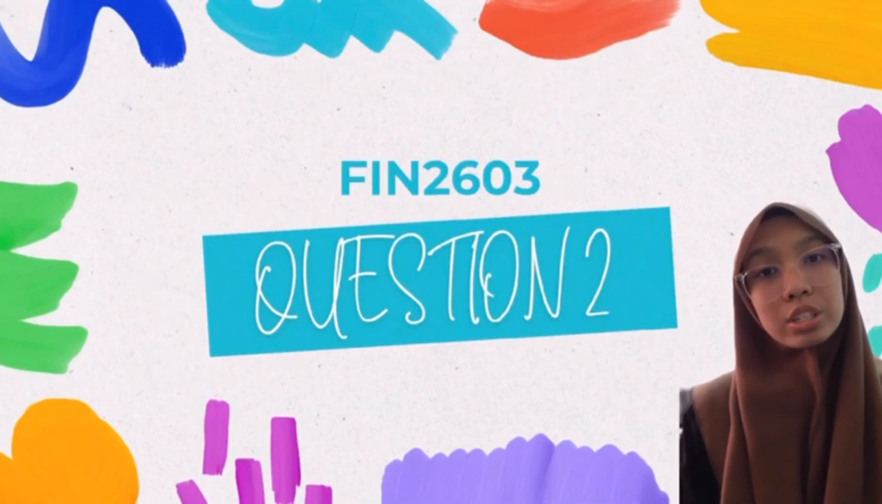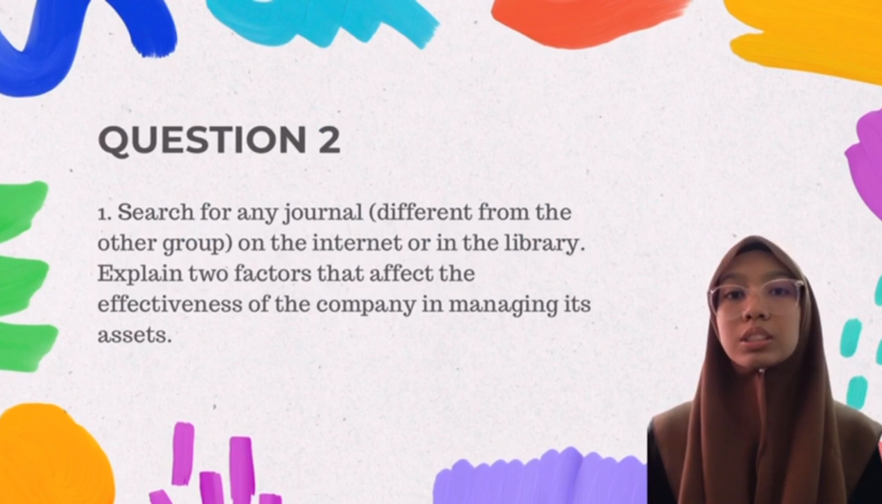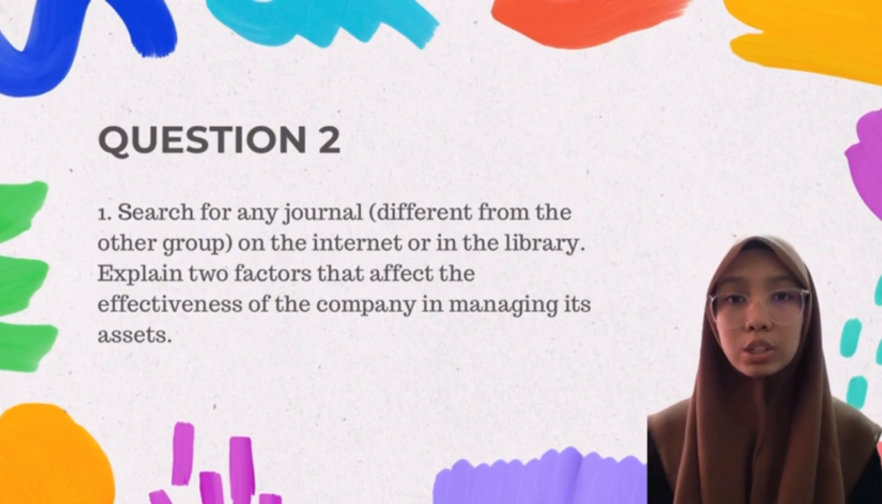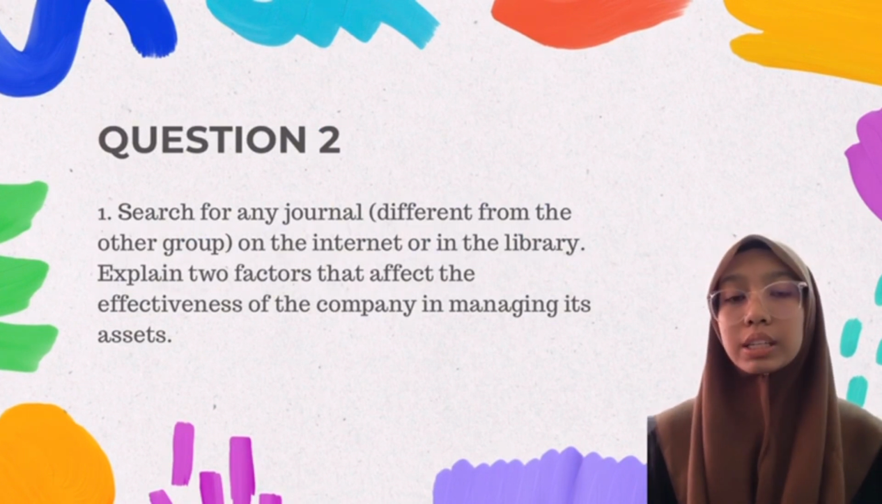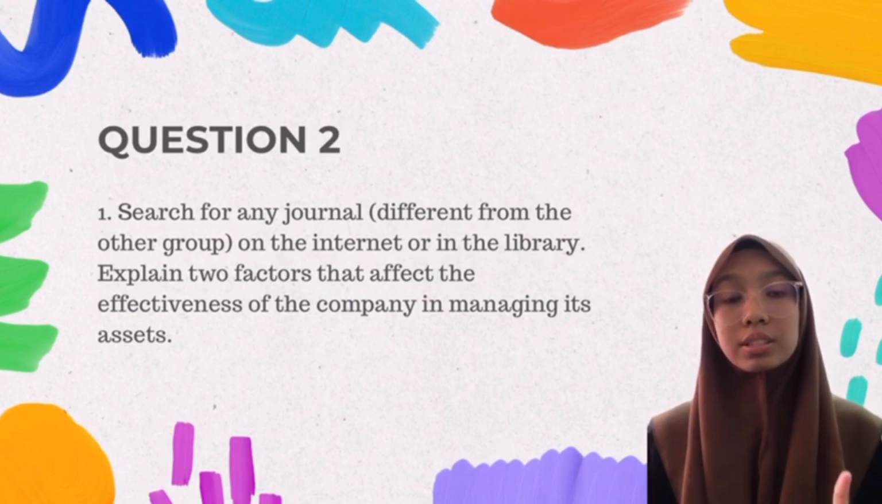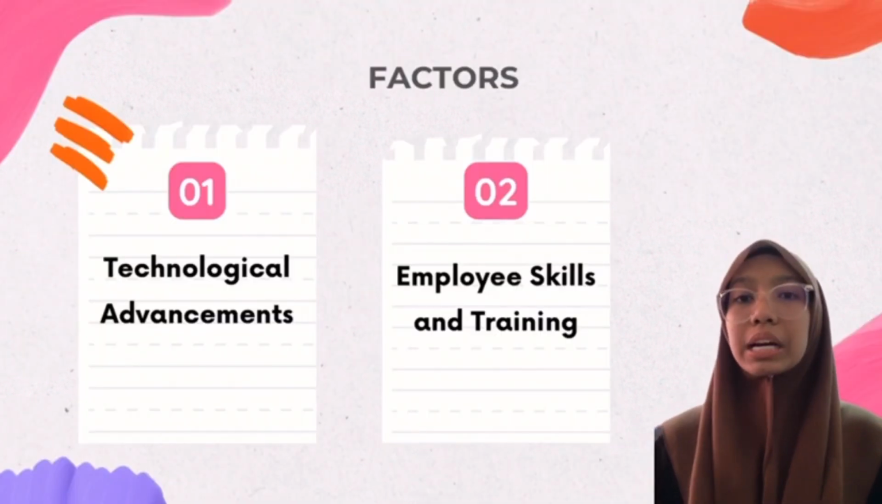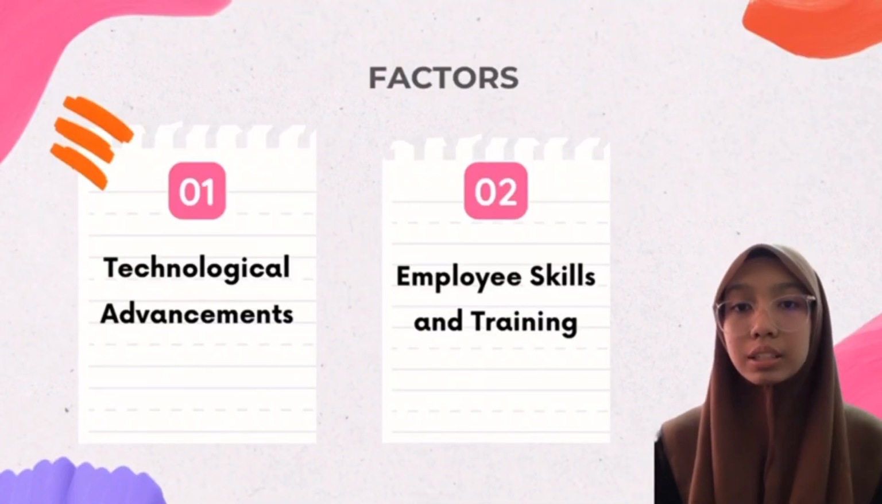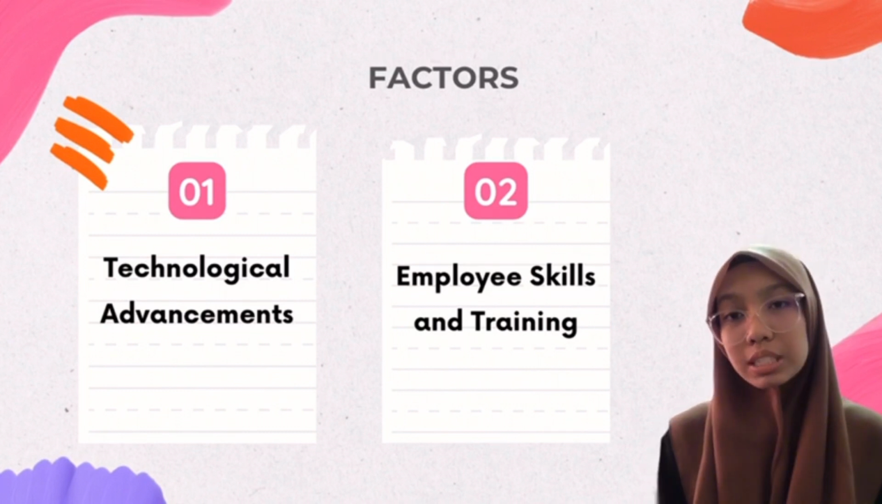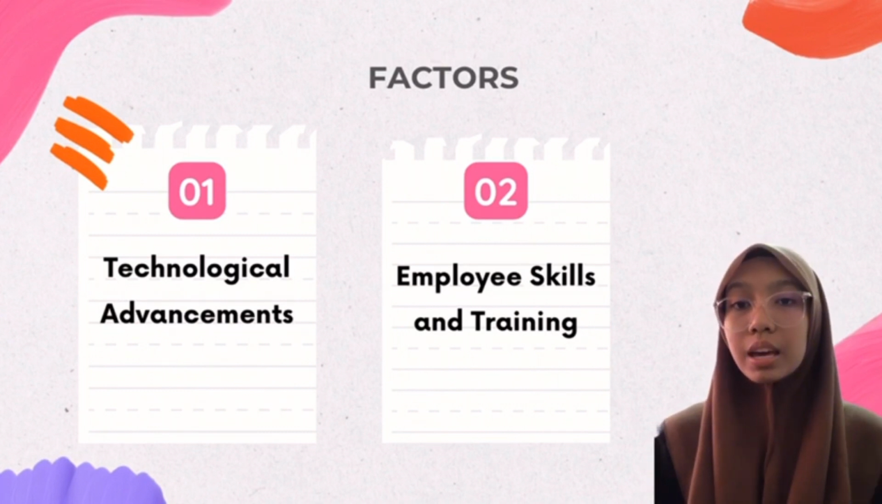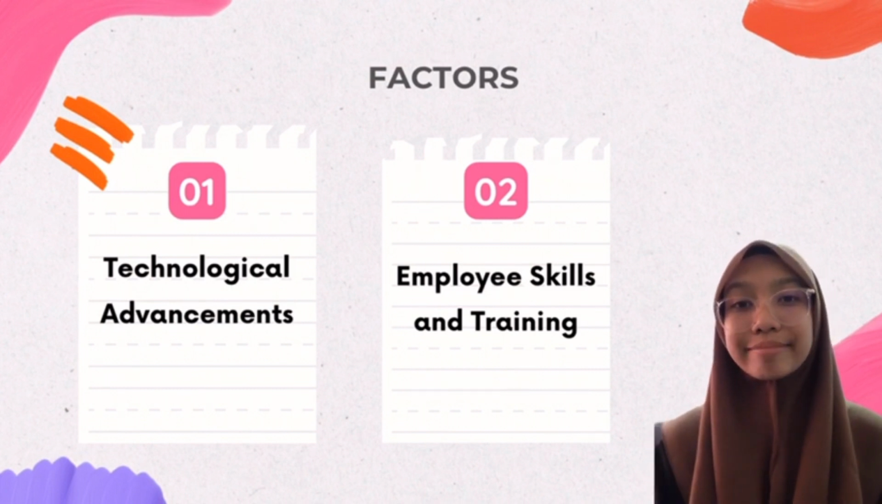So for the first question, search for any journal that is different from the other groups on the internet or in the library. Explain 2 factors that affect the effectiveness of the company in managing its assets. So basically there are 2 factors that can affect the effectiveness of a company in managing assets, which are technological advancements and employee skills and training.